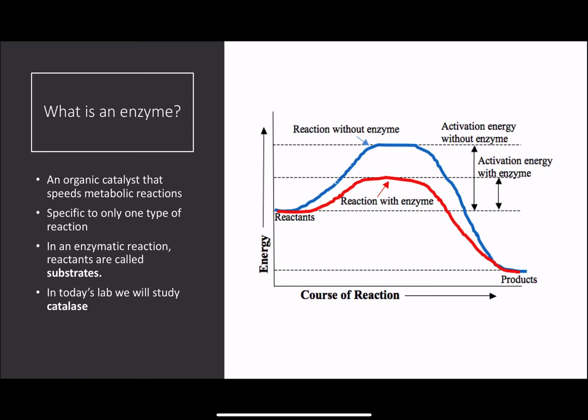So enzymes are specific only to one type of reaction, meaning they only catalyze one reaction. They have one job. And this is important in terms of regulating these reactions, because we don't want chemical reactions just going on in a cell. That would be chaotic. In an enzymatic reaction, we use a specific term to refer to the reactants, calling this a substrate. So an enzyme will act on this substrate. So in today's lab, we're going to talk a little bit about catalase.